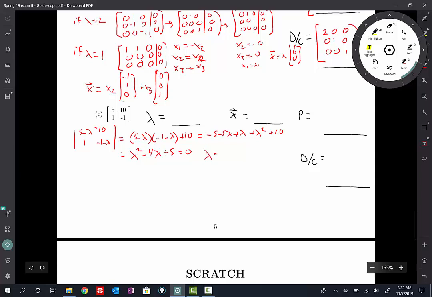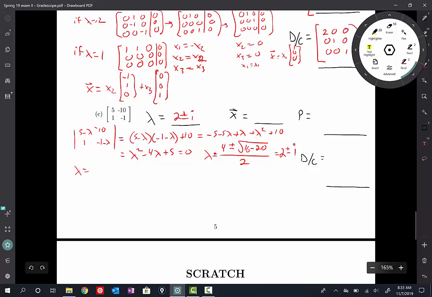I'm going to have to use my quadratic formula to say lambda is equal to minus b plus or minus the square root of b squared minus 4ac all over 2a. Right? So that's what I got here. And then what am I going to have? Well, let's see. 4 over 2 is 2. Plus or minus 16 minus 20 is negative 4. The square root of that is going to be 2i. Divided by 2 is going to be plus or minus i. So my eigenvalues are 2 plus or minus i. Okay? So I have complex eigenvalues.